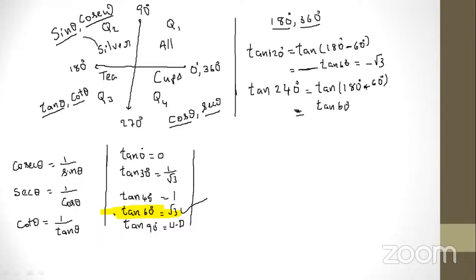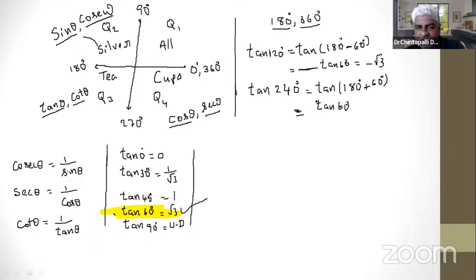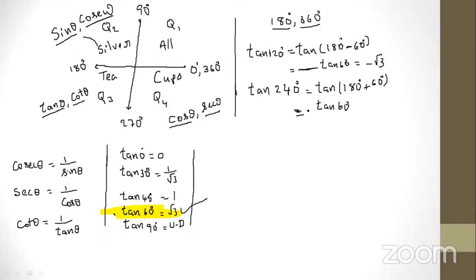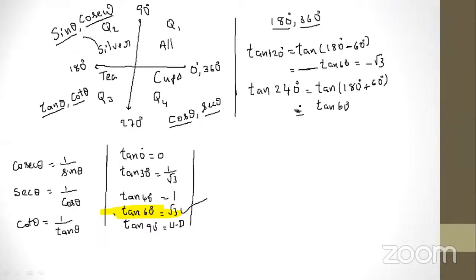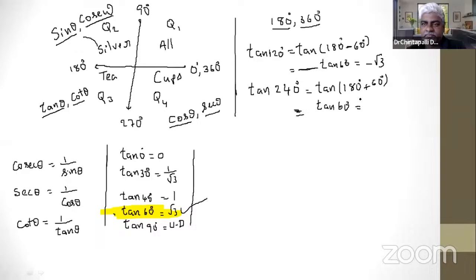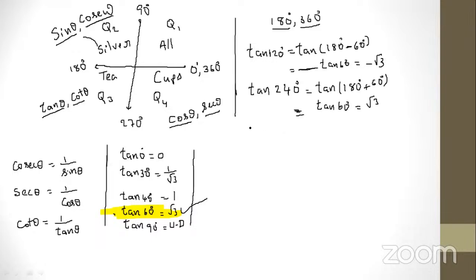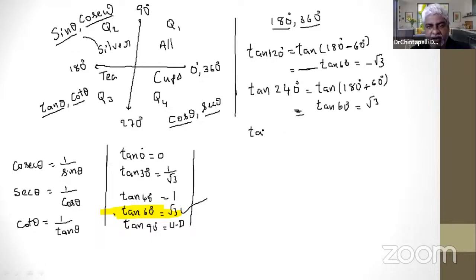Don't think that since there is plus we use plus, since there is minus we use minus. It's not the reason. We use plus here because it belongs to the third quadrant. That's it only. Tell what is tan 60 degrees? Root 3, sir. Very good. That's why tan 240 degrees is equal to root 3.